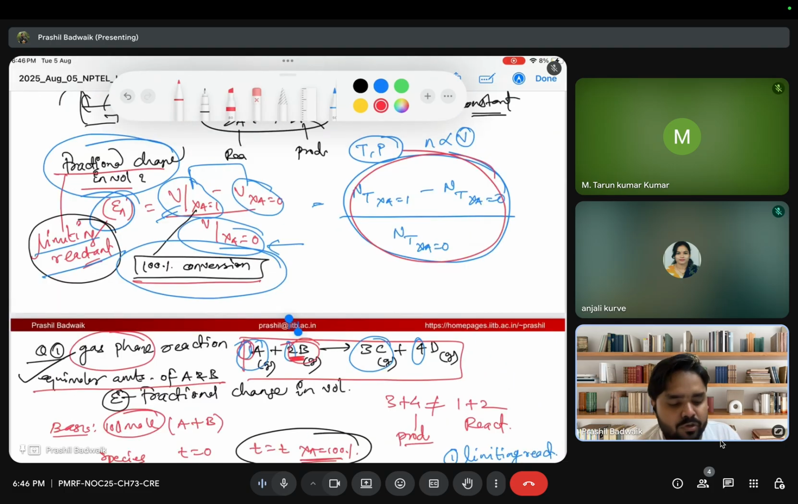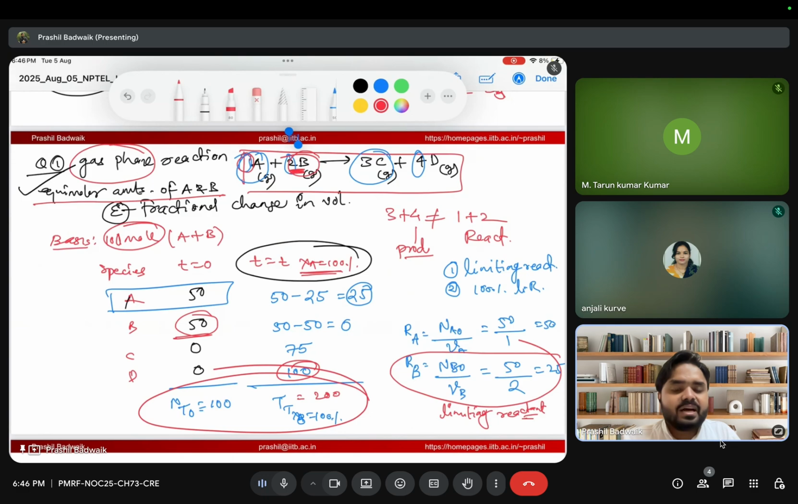Total number of moles at the end are 200. Total number of moles at the start were 100, divided by 100. So it is giving you epsilon B, which equals 2. Right? So epsilon B you can easily calculate.